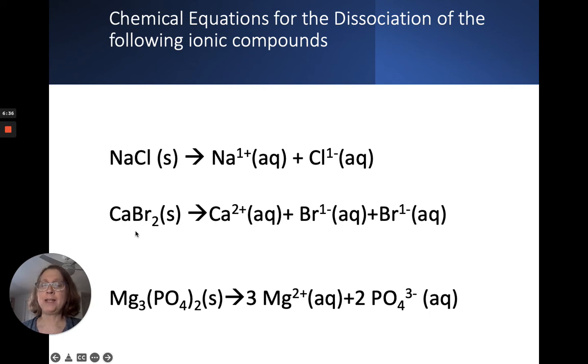Notice calcium bromide does the same thing, except because of the ratio, there are 2 bromide ions. And magnesium phosphate, even though it has a polyatomic, the polyatomic doesn't break up, but there are 2 phosphate ions within this crystal. So you have 3 magnesiums and 2 phosphates floating around in the water when you dissolve magnesium phosphate in water. And again, the term we use is dissociation when we put ionic compounds in water. That means breaking into ions when you are dissolved in water.